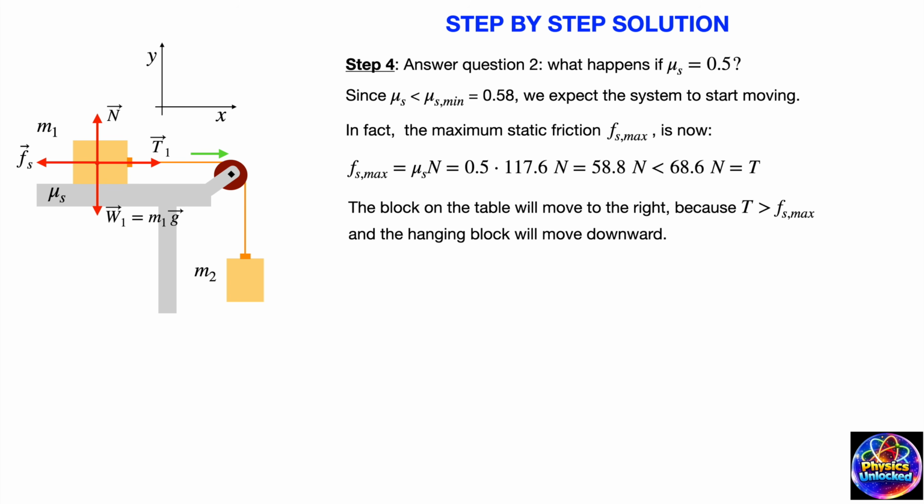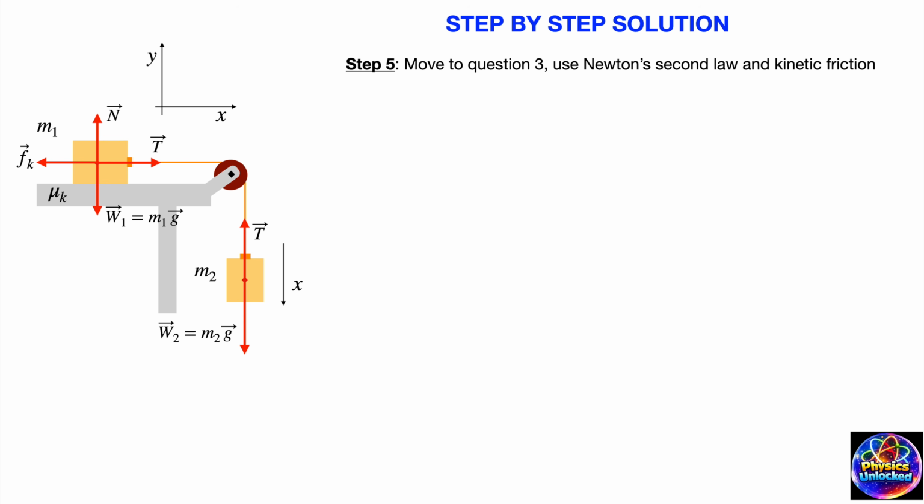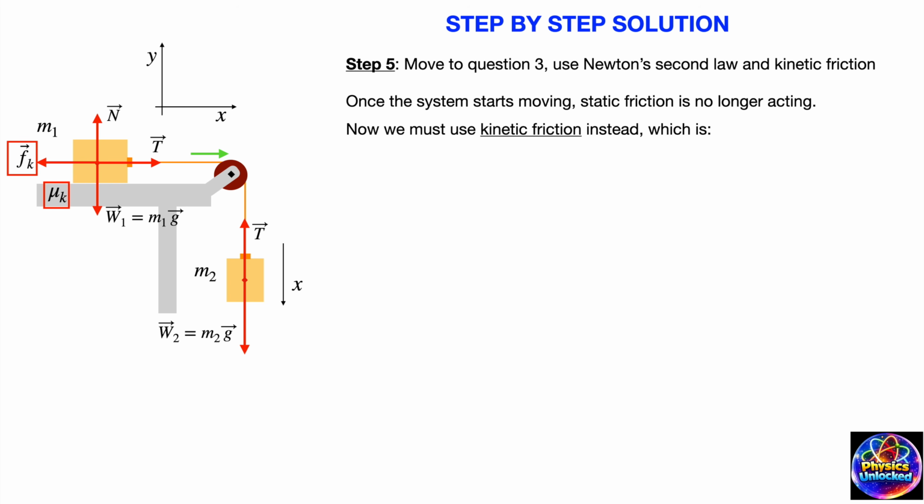And let's remember always that T1 is equal to T2 and is equal to T, so the tension in the rope is the same. Let's go ahead with step number 5 and move to question number 3. We use Newton's second law and kinetic friction. So why kinetic friction? Because the system is moving now. So we are not going to use the static friction force. We're going to use the kinetic friction force and the coefficient of kinetic friction, because the system is moving.